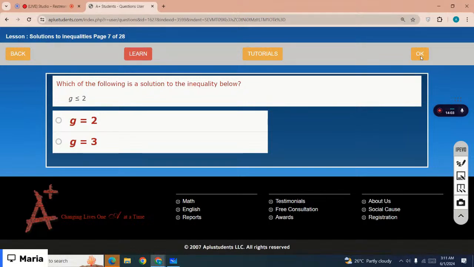Okay, which of the following is a solution of the inequality below? g is less than or equal to 2. So which is the correct one? g equals 2, g equals 3. Option number one is the correct option, right? Okay, you can complete the lesson by yourself later today. Let's move on to the next lesson.